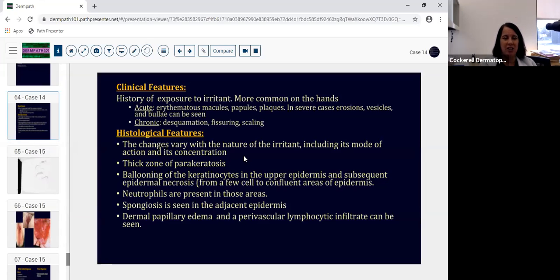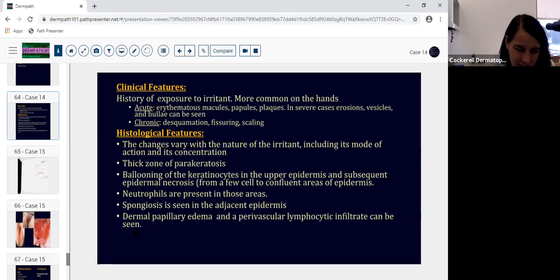Histologic features, the changes vary with the nature of the irritant, including its mode of action and its concentration. There's a thick zone of parakeratosis, and we did see that there. There's ballooning of the keratinocytes. So that's why for me, I see ballooning there. I don't see acantholysis. When I think of acantholysis, I think of separation between the cells, like you see in Hailey-Hailey, Darier, Grover's, and pemphigus. Here, I think of more of ballooning degeneration of the keratinocytes. But no inclusions, so it's not a viral effect. It's due to this irritant.